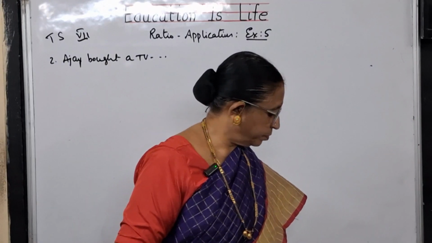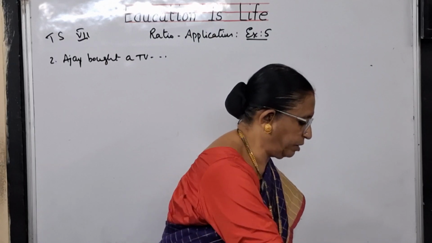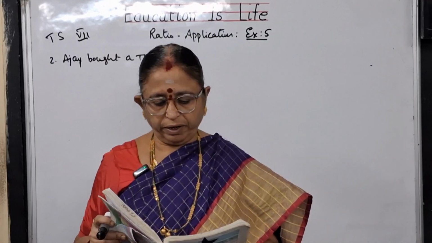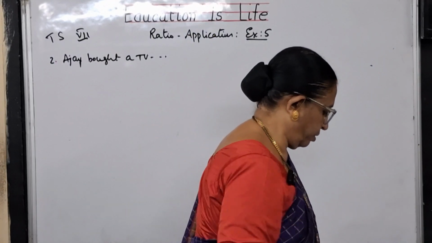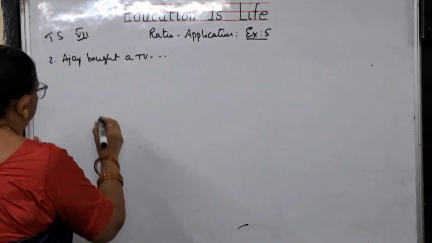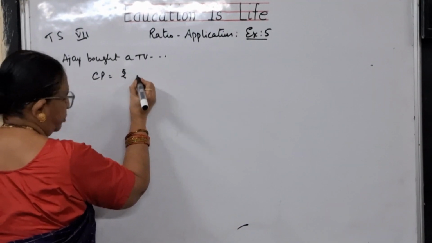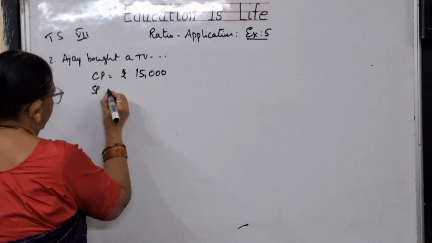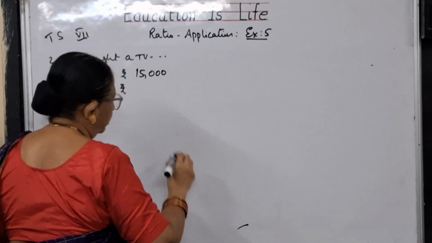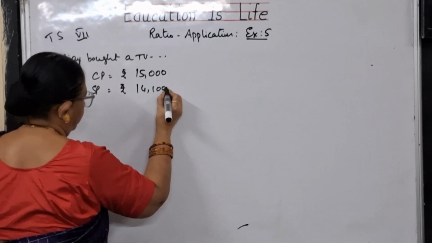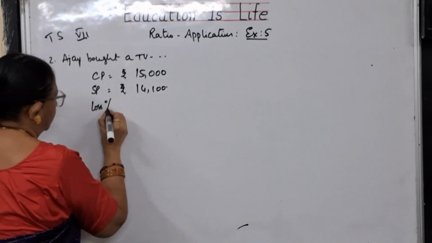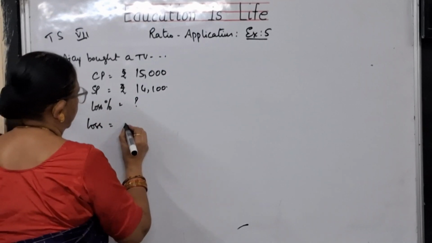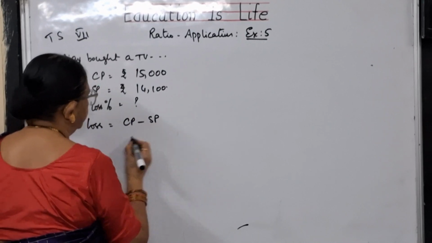Now, second problem. Ajay bought a TV for rupees 15,000 and sold it for 14,100. Find the loss percent. So, what is the cost price of the TV? Cost price is rupees 15,000. And for how much has he sold? Sold it for 14,100. So, your question is how much is the loss percent? So, how will you find out loss? Loss is nothing but cost price minus selling price.